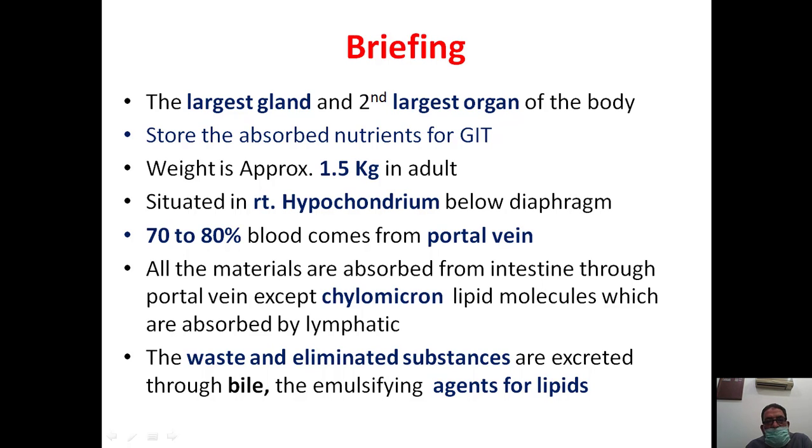70-80% of the portal vein blood drains into the liver. So all the types of material absorbed in the GIT pass on to the liver except chylomicrons, which are absorbed by the lymphatics. Chylomicrons are the end products of lipid metabolism, so they are absorbed by the lymphatics and do not come to the liver. The waste material is excreted through bile, and this bile also acts as an emulsifying agent for the absorption of lipid.